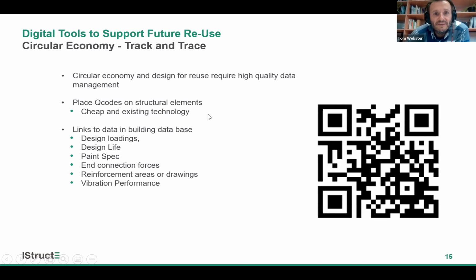Finally, I've got 2 slides which I'm going to canter through really quickly. Circular economy track and trace. This is something I'm very interested in. I work on a lot of existing buildings where I don't have any data on the building. And I think going forward, if we can use items like QR codes and a buildings database that is already used for building services to upload information for elements such as design life, paint specs, connection forces, etc., then in 25 years' time, when I'm retired and somebody else is looking at one of my buildings, they might be able to see what I've done, some of the design decisions, and they're not trying to track that information down. Despite various regulations about O&M manuals, you very rarely find the information you really require on existing buildings.